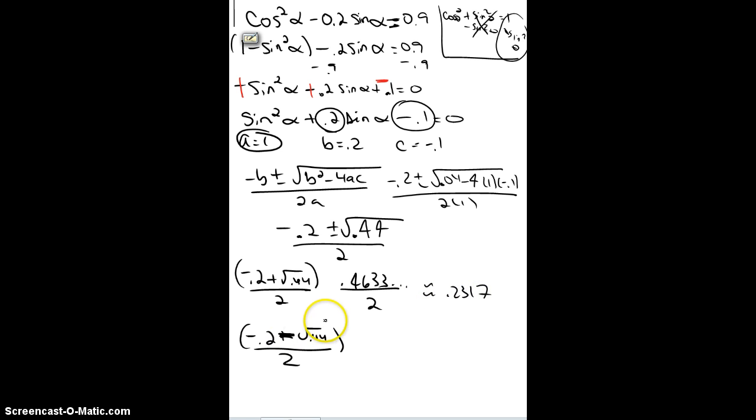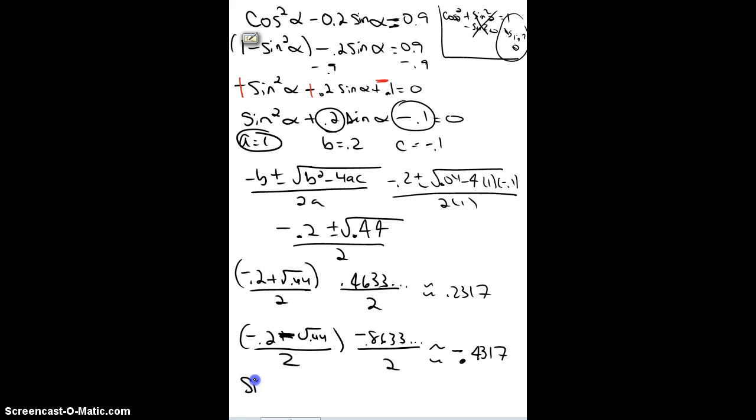Okay, same thing here. If you want to do it in one swoop, you need parentheses in your numerator, but I'm going to do it in two steps here. So I'm going to take a negative 0.2 minus the square root of what? 0.44, 44 hundredths. Okay, I get a negative 0.8633, and again, I'm not going to clear my calculator, divide by 2. All right, and this time I got approximately a negative 0.4317. Okay, now again, this is what the sine of x equals.